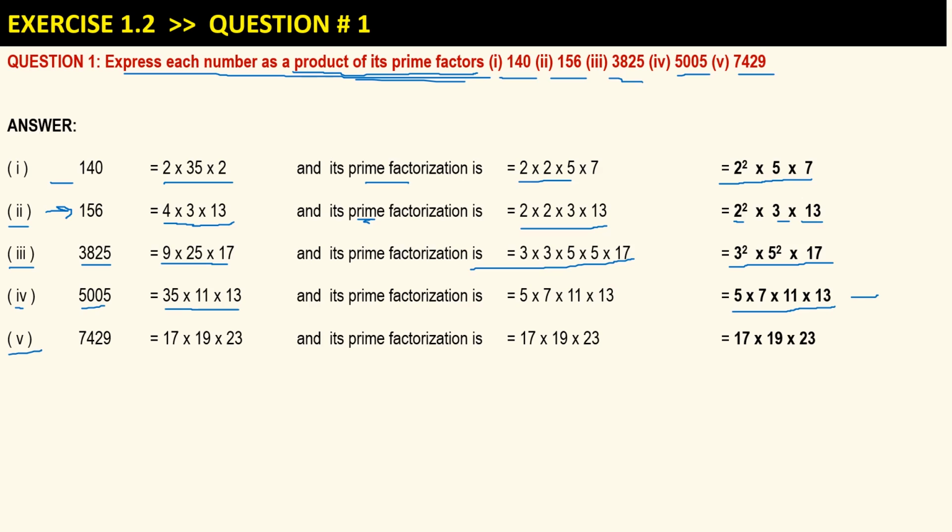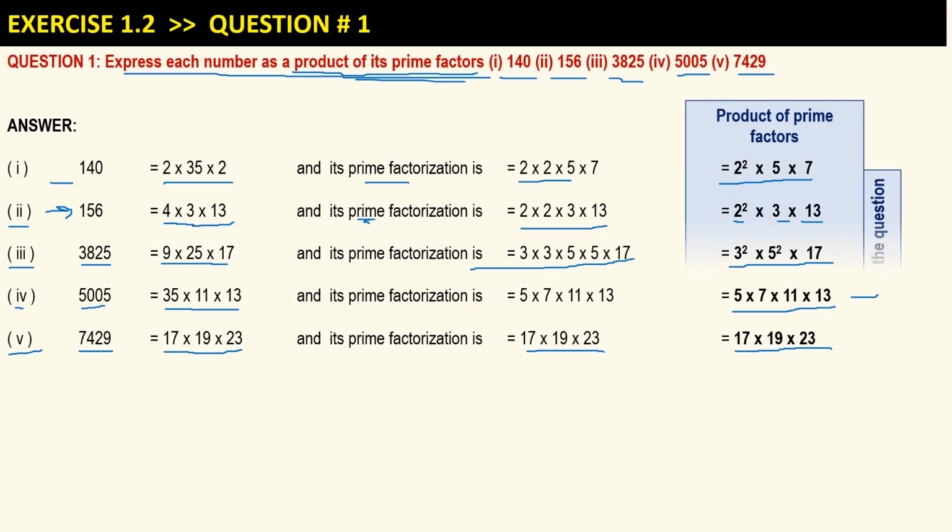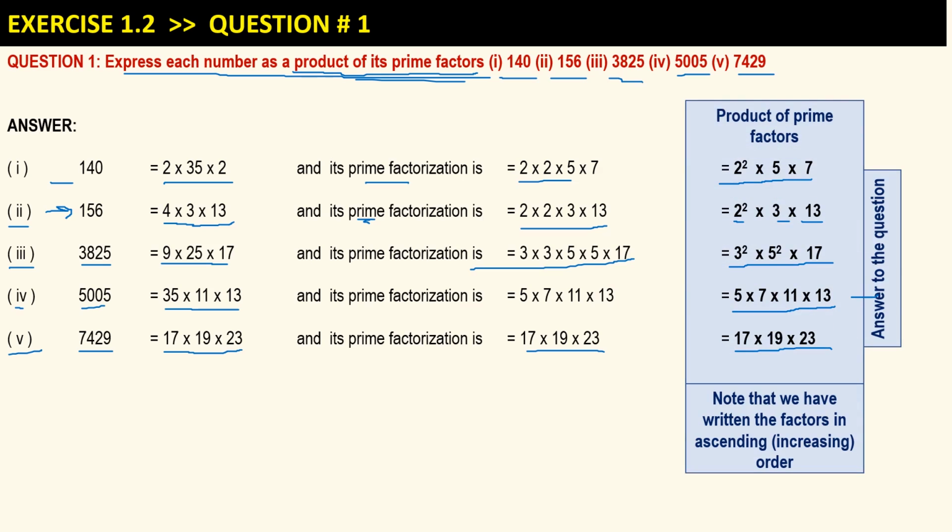And the last part is the fifth part, which is 7429. It can be decomposed into 17 multiplied by 19 multiplied by 23, and the prime factorization would be 17 multiplied by 19 multiplied by 23, which is the same as the product of its primes, 17 times 19 times 23. Now if you see, the product of the primes is what we have found out here. This is our answer, and this is what we should be writing as a solution to this question.